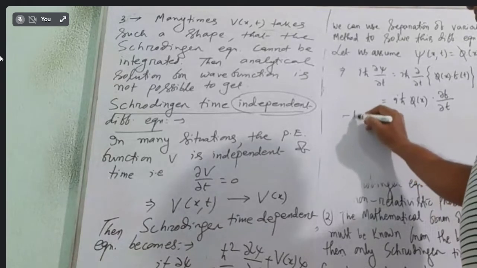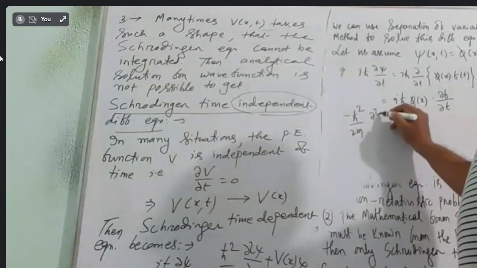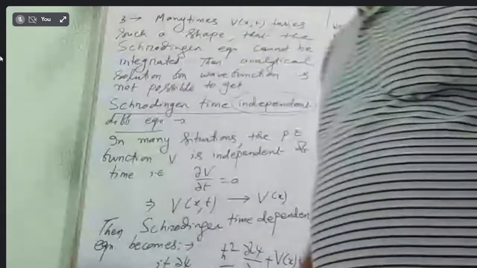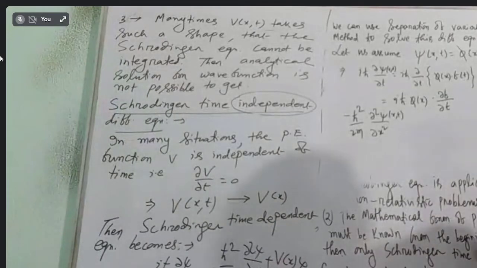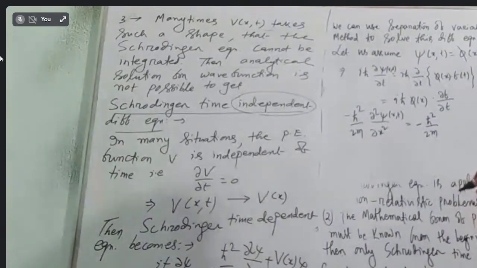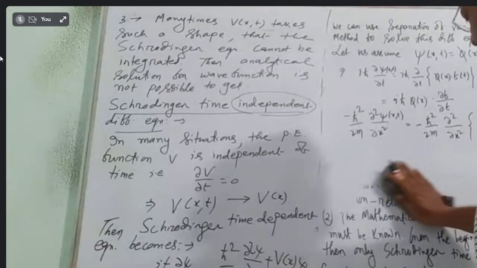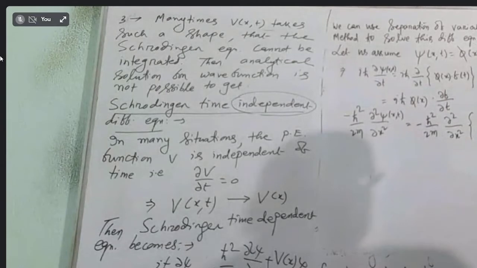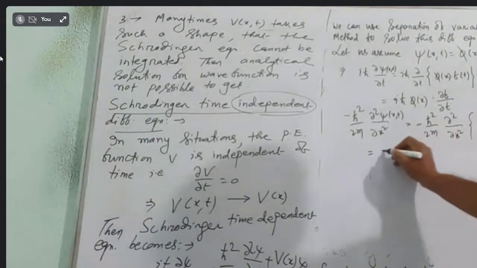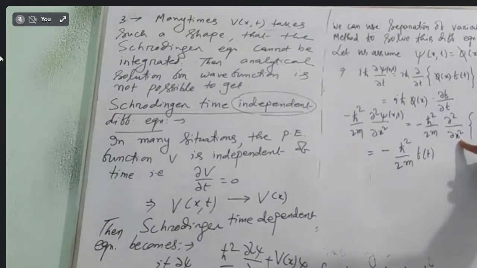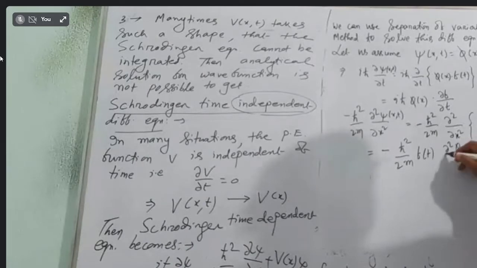Similarly, if you go to minus h-cross square by 2m, del square psi by del x square, you see psi is a function of both x and t. So if you take minus h-cross square by 2m, del square by del x square of phi(x) into f(t), f(t) comes out, because it is a derivative with respect to x, whereas t is independent of x. So del square phi by del x square only.